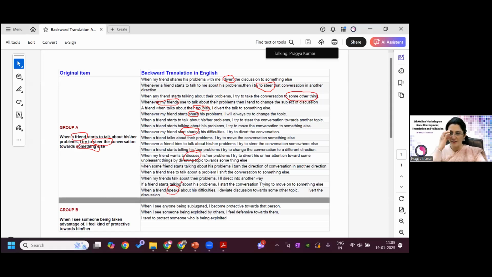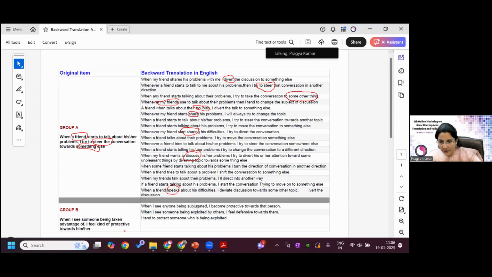You might find that I'm dissecting too much, but no, that is needed, because whenever you do the back translation and forward translation, these dissections are needed. Why? Because ultimately it will go to the respondent, and everyone should understand similarly with the stem of your item.